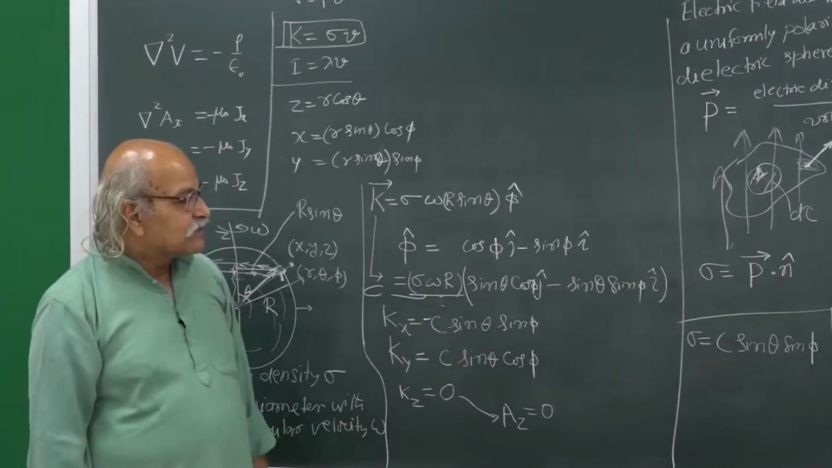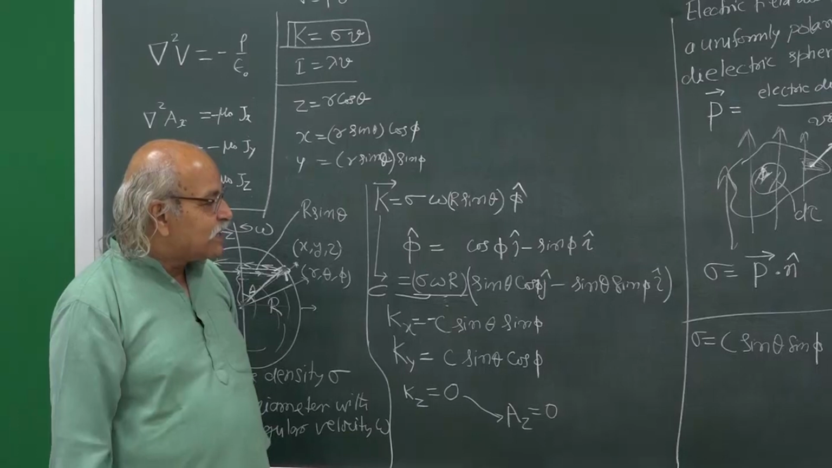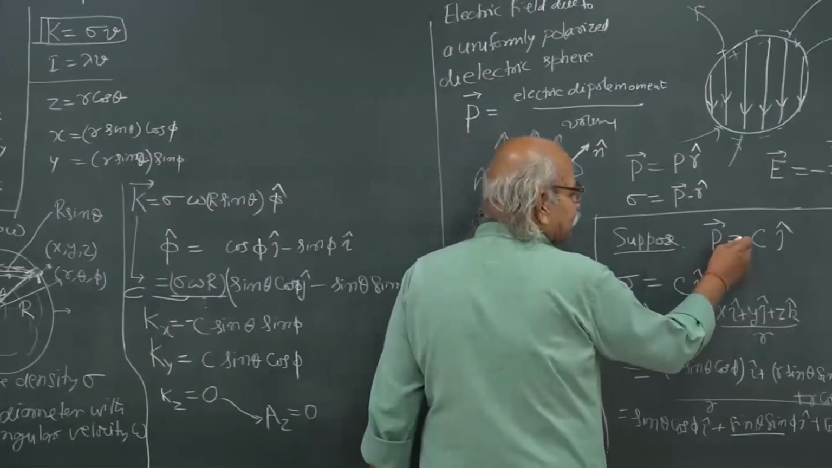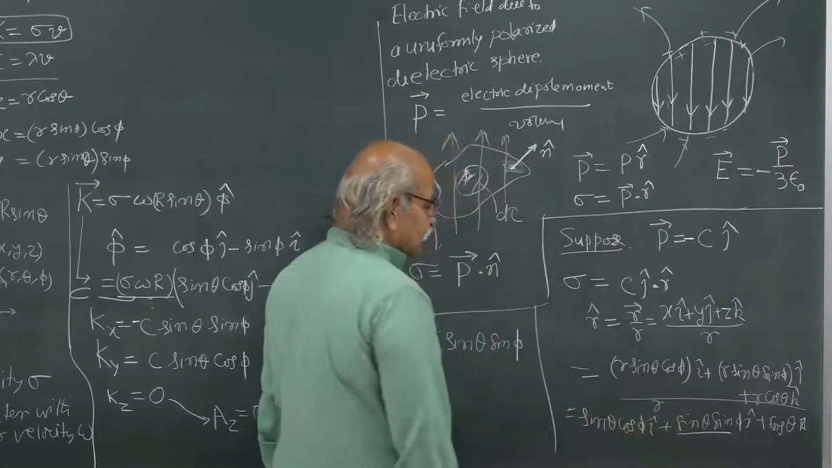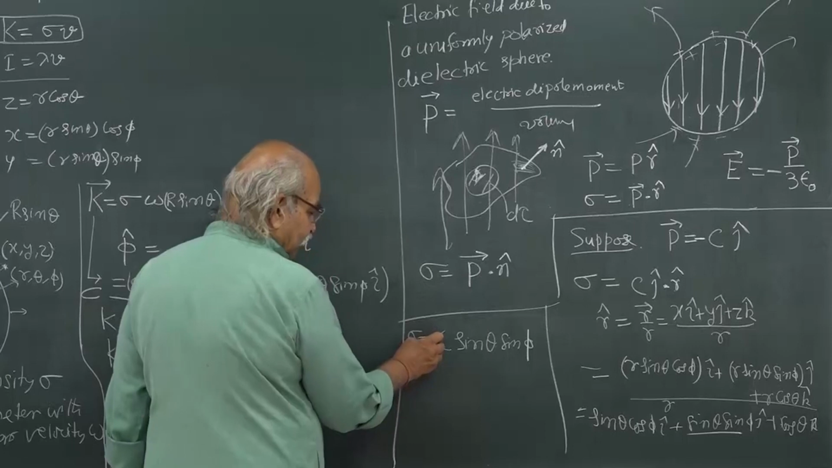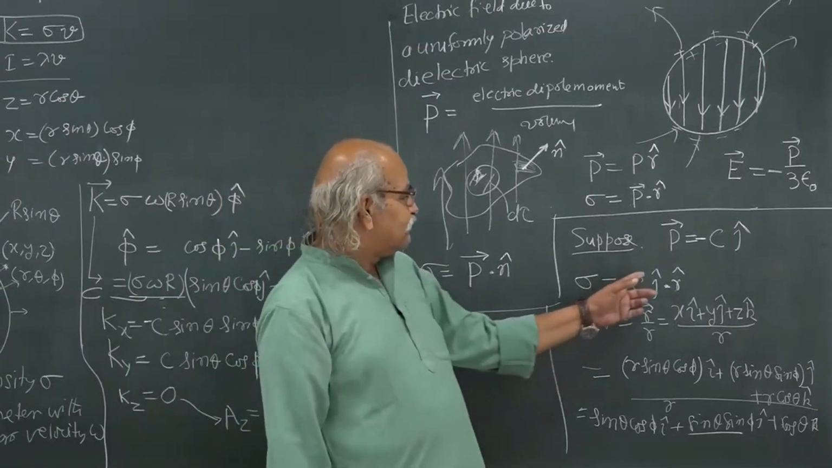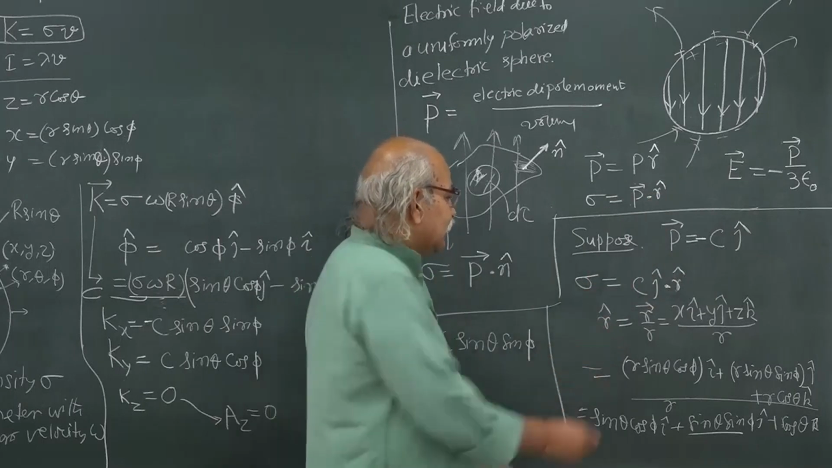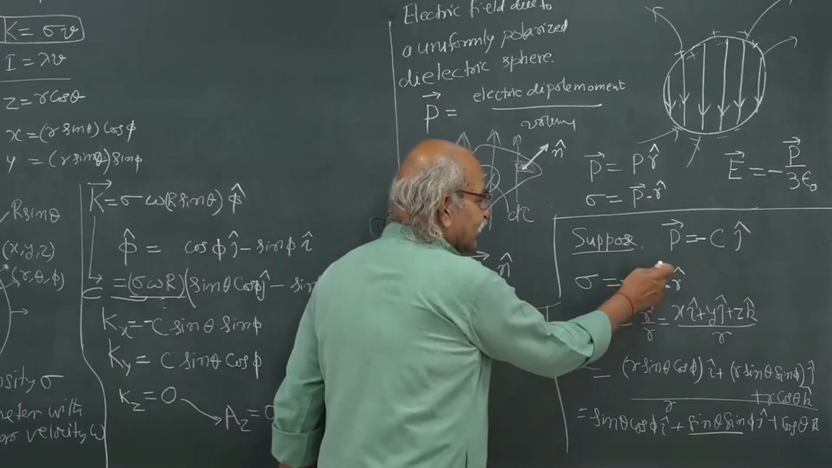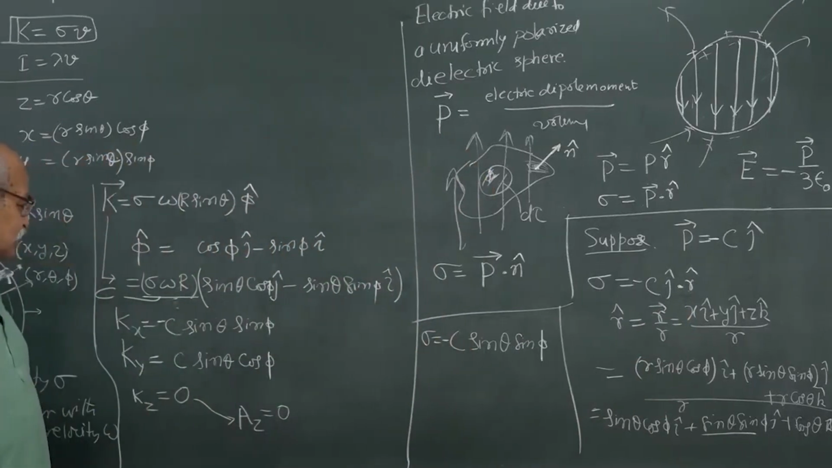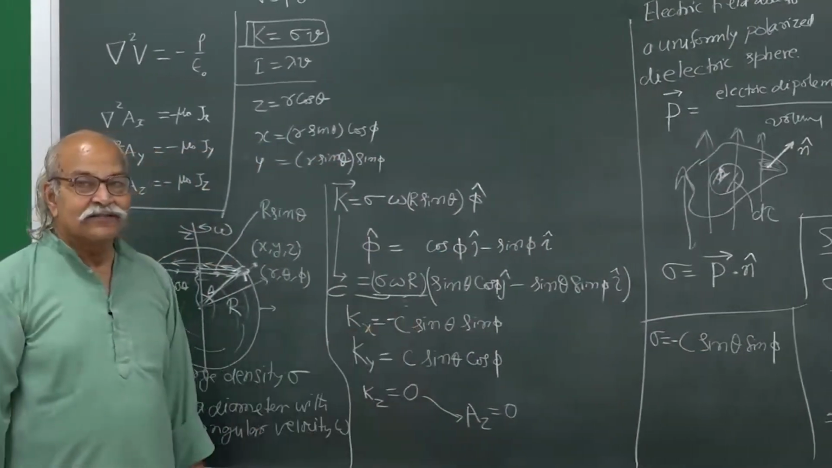So, it is this, and if I take my P vector as minus C j cap, the situation is even better. If P is minus C j cap, then this sigma is minus C j cap dot r cap, and then you get a minus sign also. It is identical to this.